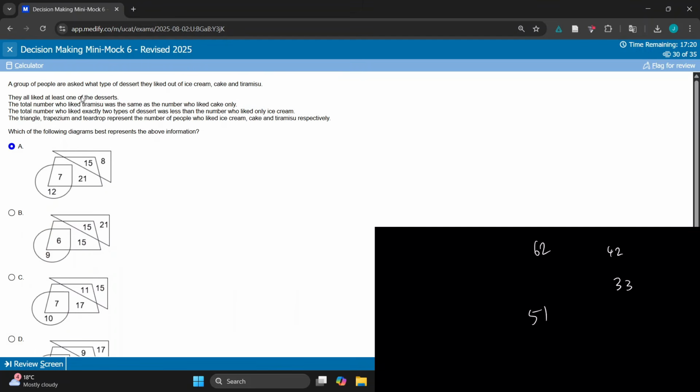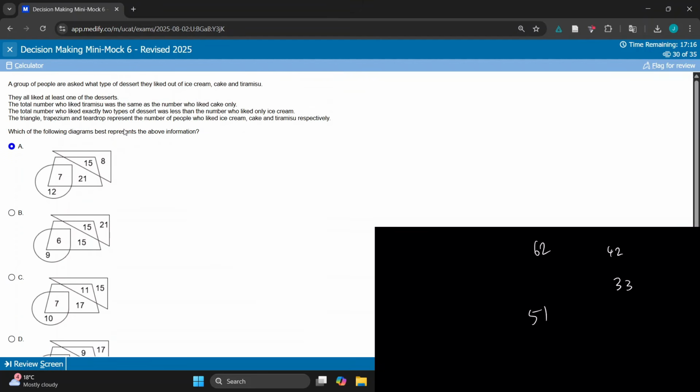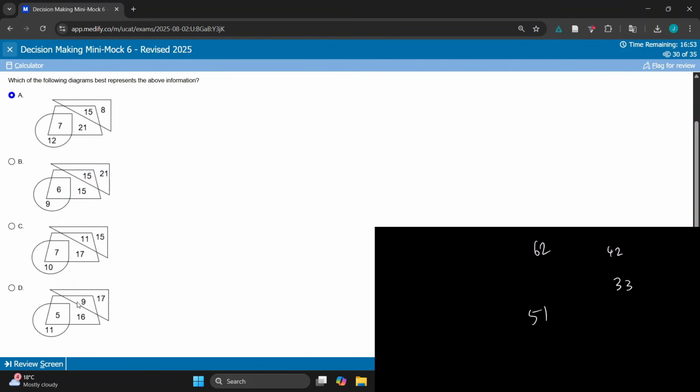Which of the following best? Okay, asked what? They all liked at least one of the desserts. Okay, that doesn't really do much. The total number who liked tiramisu is the same as who liked cake only. So, are we told? Okay, cake is trapezium. Cake only is cake. Oh, cake is a trapezium. Trapezium only. 21 is the same as teardrop. No. 15 is the same as teardrop. That works. Okay, those three work.